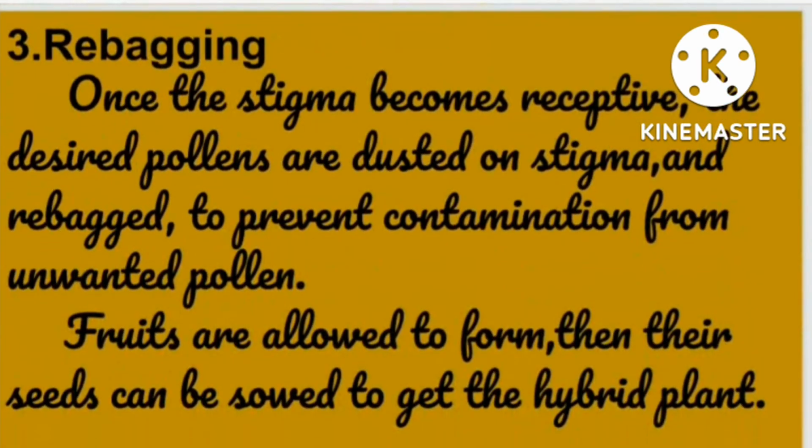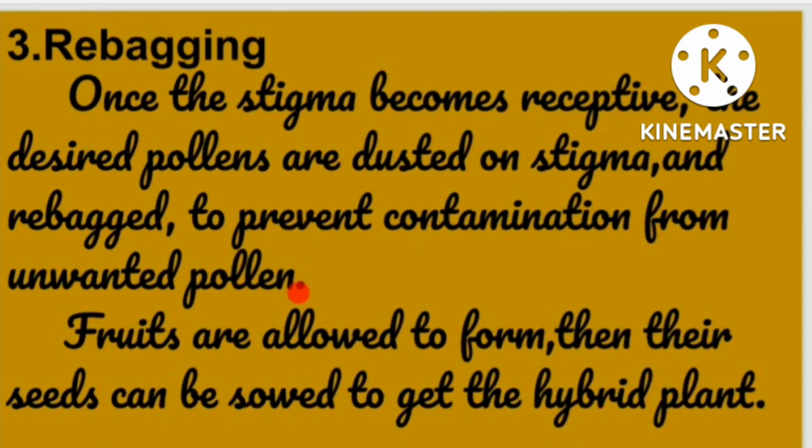After emasculation, the female flower buds are covered. They are covered with butter paper in order to prevent contamination of its stigma with unwanted pollen grain. So this process is called bagging. And the third step is called rebagging. Once the stigma becomes receptive, the desired pollens are dusted on stigma and then they are rebagged in order to prevent contamination from unwanted pollen.